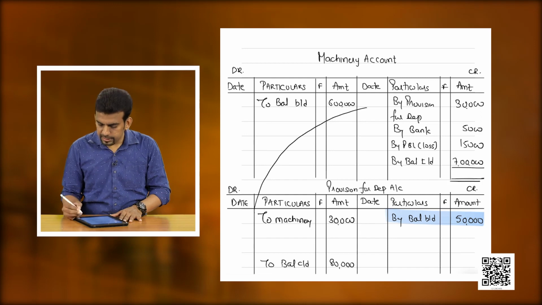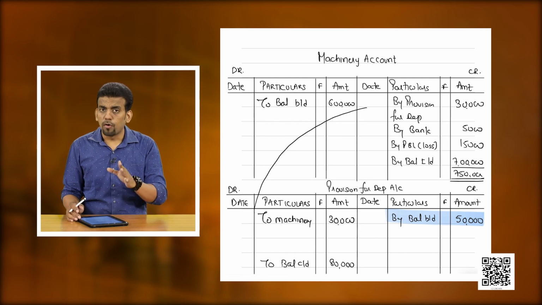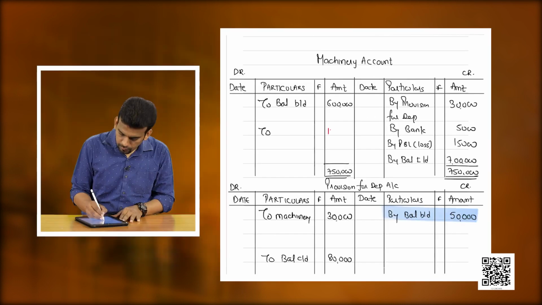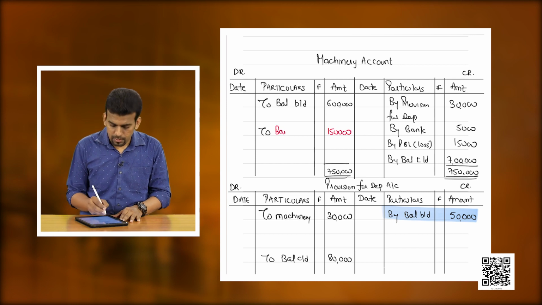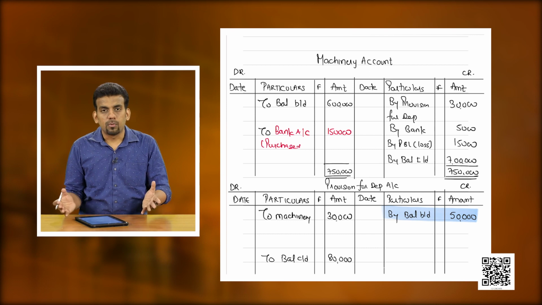Here you can see the total of machine account is 7,50,000 on the credit side. The same total is to be placed on the debit side. Now, we have a balancing figure of 1,50,000, and do you know what that is? This is what you have purchased during the year, and that is why we made this account. 7,50,000 is the total of both the sides.